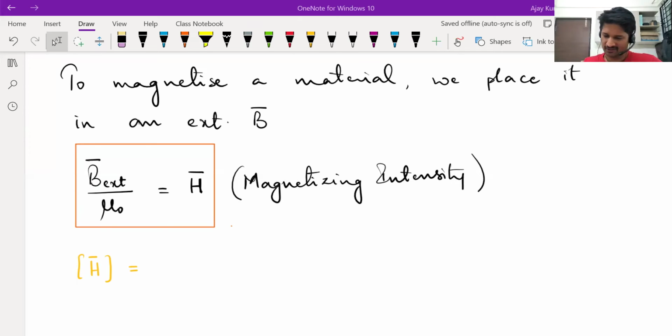What happened? Why is it taking so long? I got one answer as L power minus 2 A square. I got one answer as M L power minus 1 A power minus 1 T power minus 2 L. I don't think it will be that complicated.